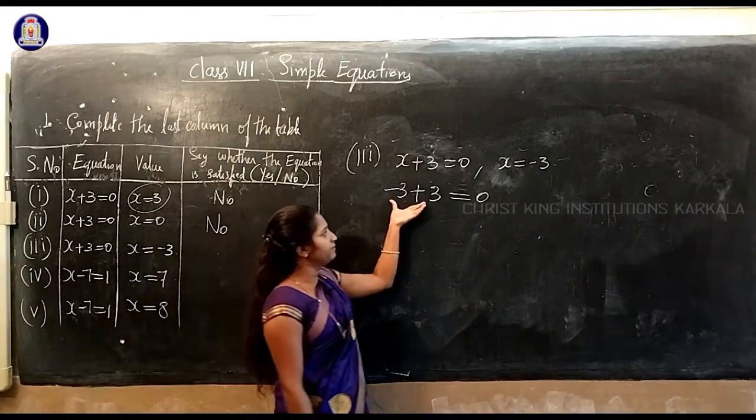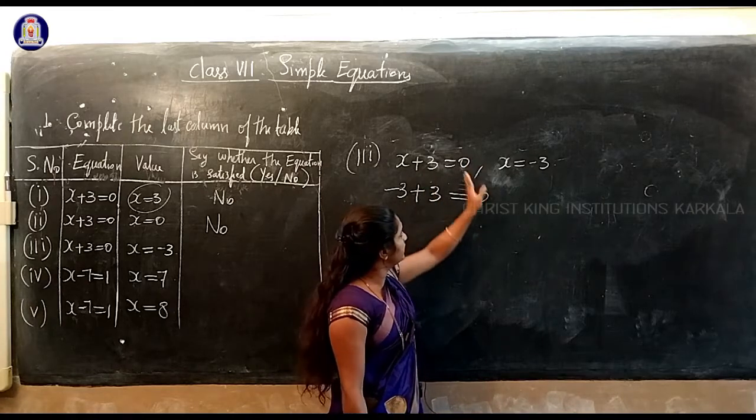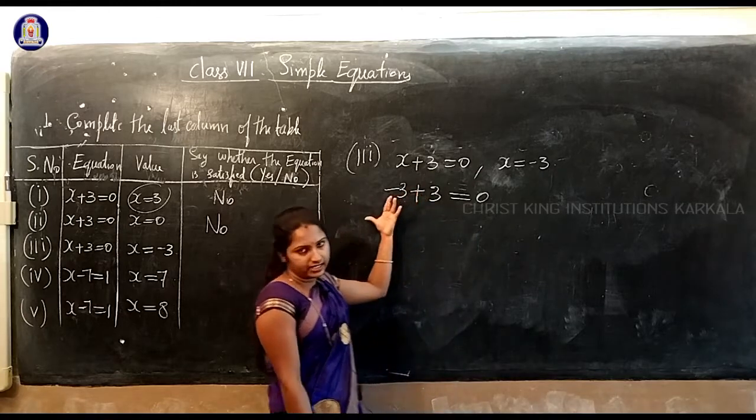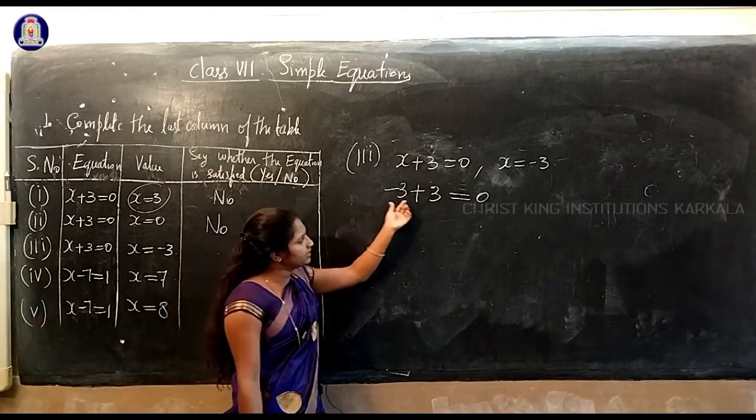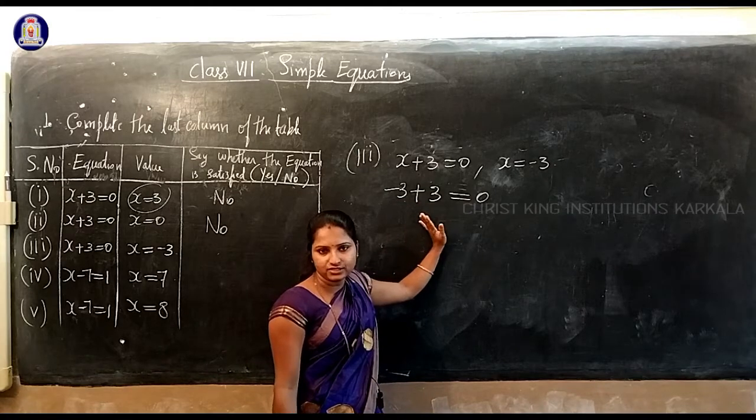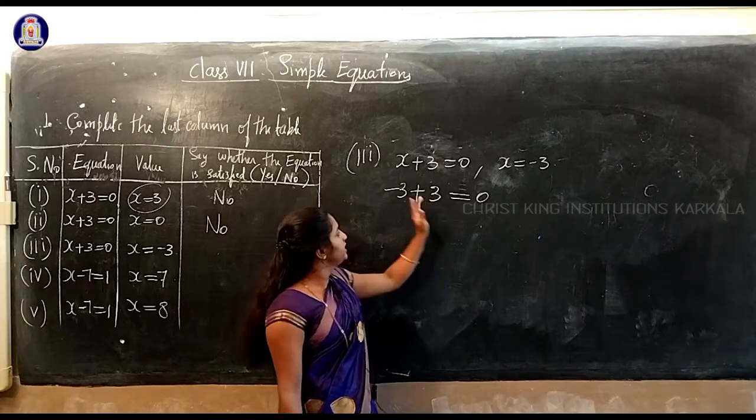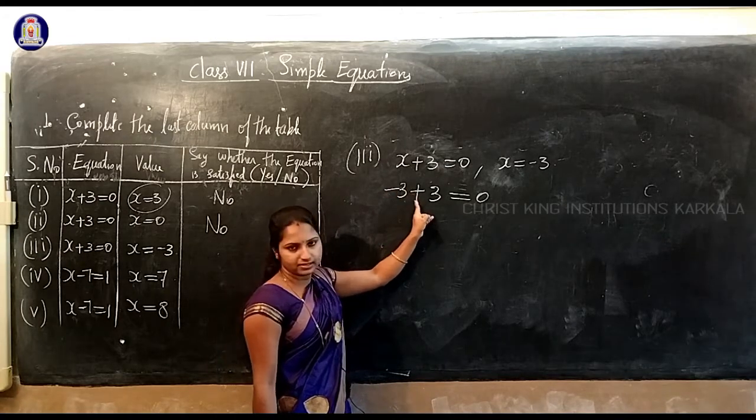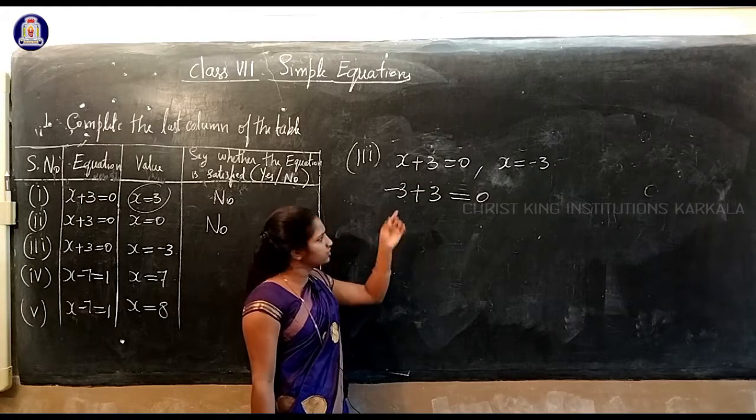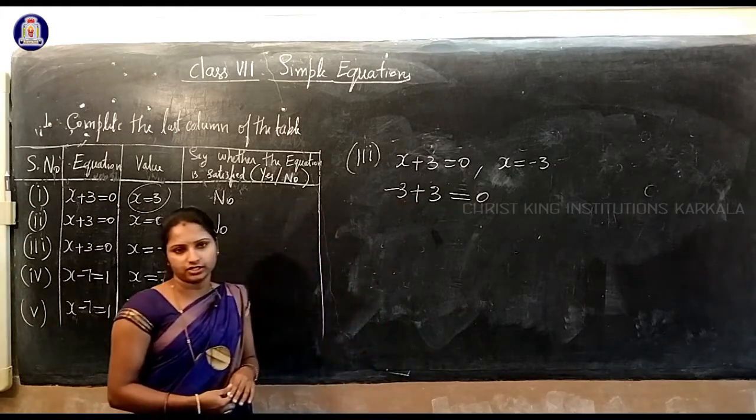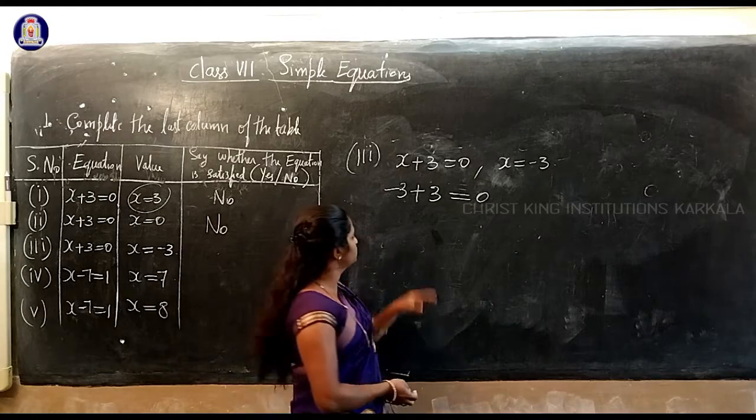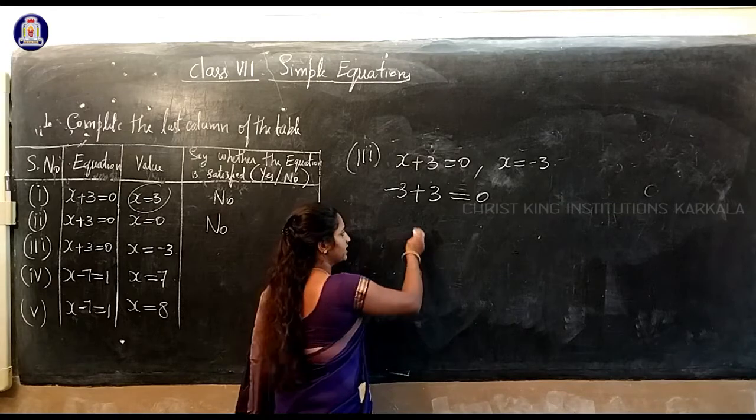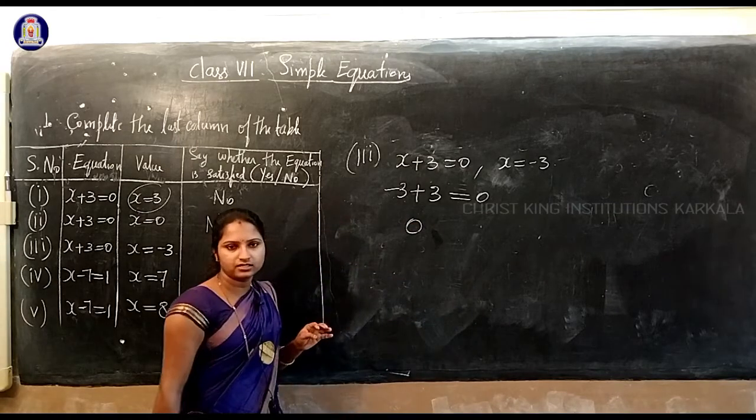Clear? So on the left hand side, -3 + 3, and on the right hand side it is 0. So write as it is. Now simplify the left hand side. Here it is -3 + 3. See the sign, you know how to solve integers, right? In integers with minus and plus signs, first see the sign. The signs are different, right? Different sign means subtraction. So subtract 3 minus 3, that is 0.